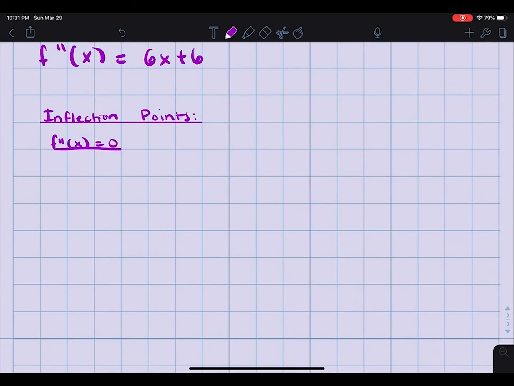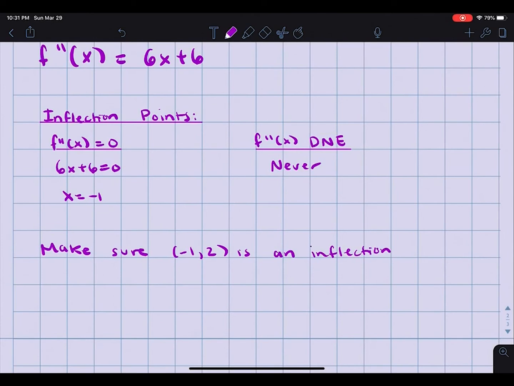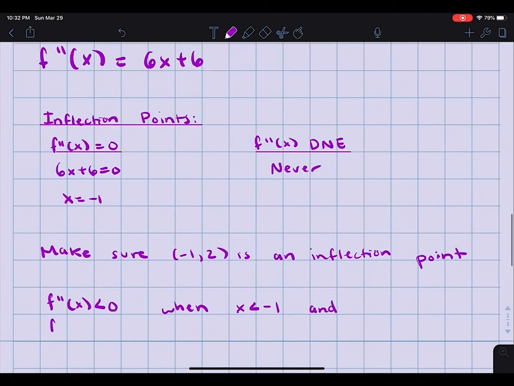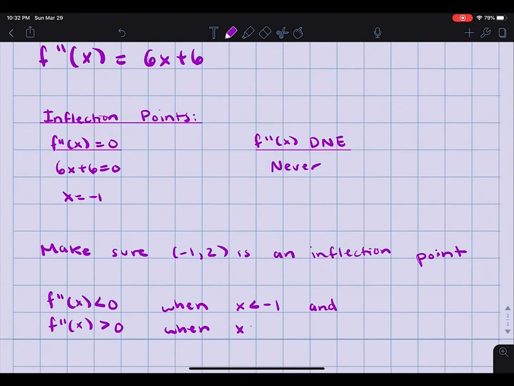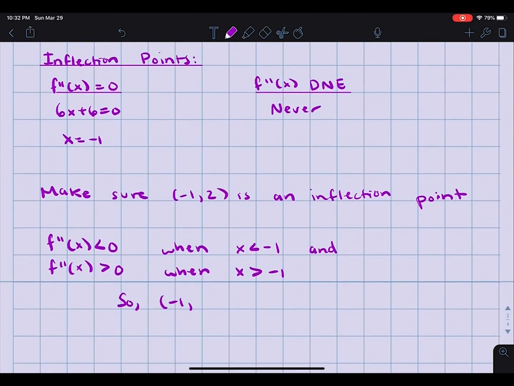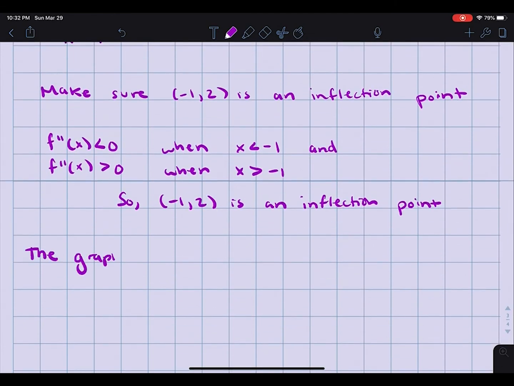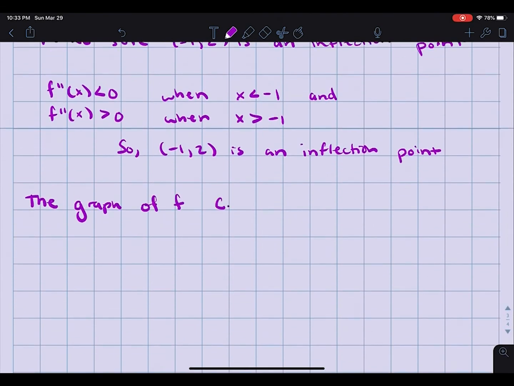We will now work with f double prime. We find the inflection points just like before by setting f double prime equal to 0 and solving by factoring. Remember, just because f double prime of -1 equals 0 does not make it an inflection point. We still need to make sure it's an inflection point by checking where f double prime is positive and negative. The good news is this will also tell us where the graph of f is concave up and concave down. So, two birds with one stone.